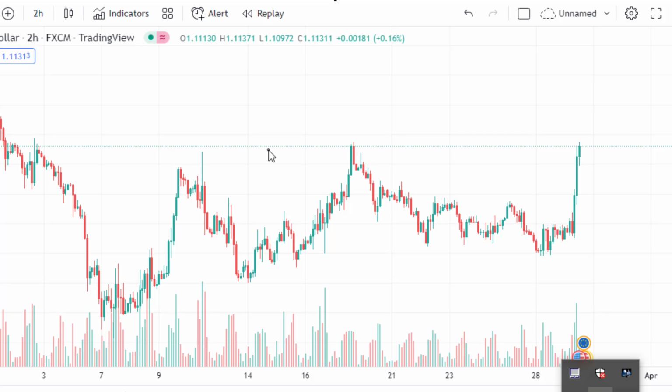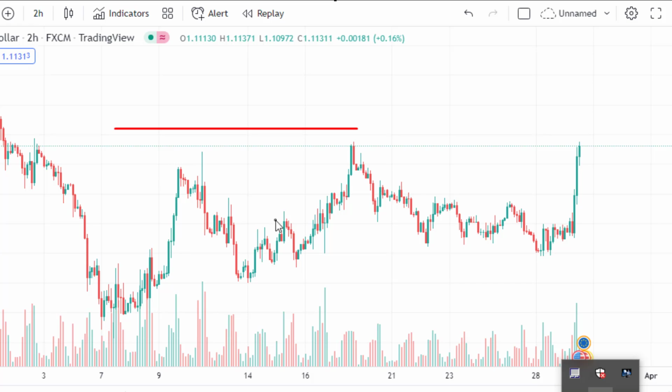Today I will give some knowledge about support and resistance levels by horizontal line. So we have two types of support and resistance level, by horizontal line and by trend line. So this is the trend line. Today I will explain how we draw a support level by horizontal line.